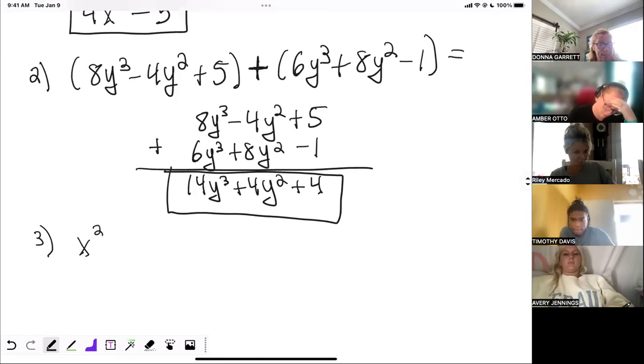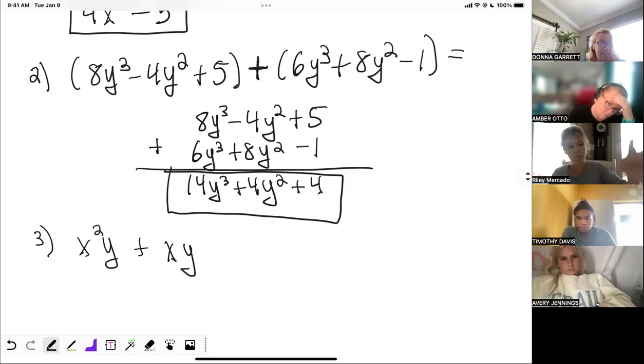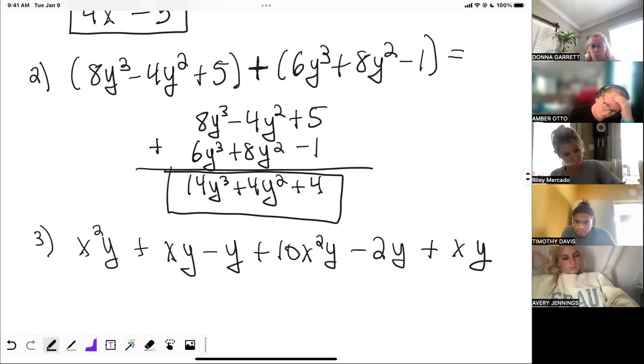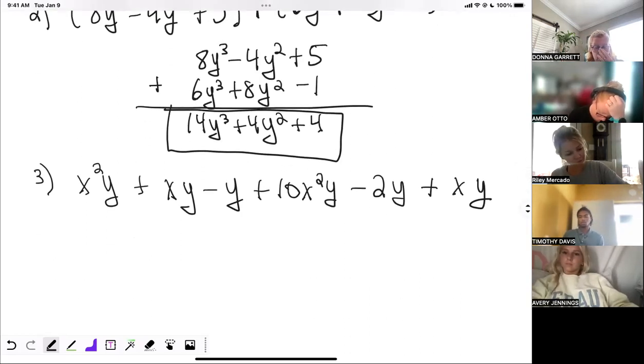Now I don't have parentheses. I just have a bunch of terms plus a bunch of terms. You can definitely do this vertically or horizontally, whatever you like. I'm going to show you vertically again, just to get a feel for it.